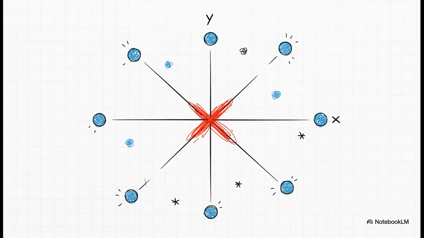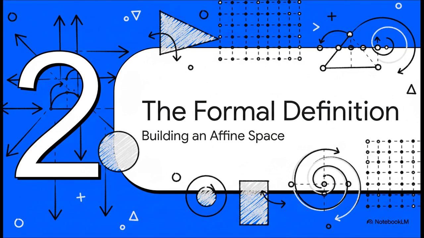So the real issue here isn't the points themselves. It's our reliance on this one special, privileged point we call the origin. And this leads us to the huge question behind affine space. What kind of geometry do we have left when we build a system that has no origin at all? All right, so how do we make this idea rigorous? Let's get into the mathematical structure of this origin-free geometry.